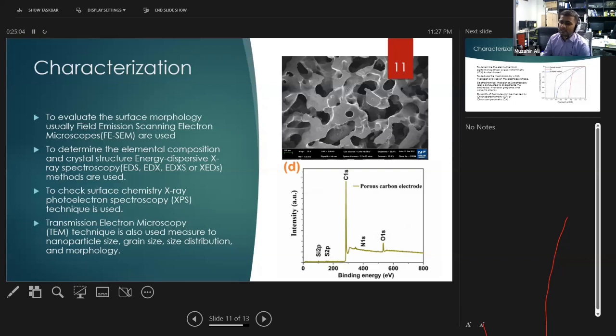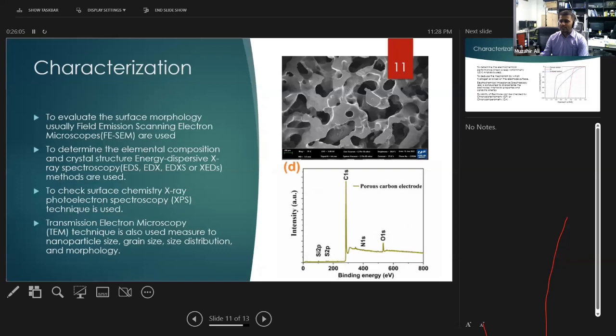To determine the elemental compositions, like what kind of material is inside our final product, mostly people use EDS and EDX methods to check the elemental compositions inside the electrodes. To check the surface chemistry, like what kind of materials exist on the surface, people also use XPS, and here is the XPS result of one material. As you can see, this is the XPS analysis of the porous carbon electrode, and there is the highest amount of carbon, and there is nitrogen, oxygen, and some amount of sulfur and silicon.